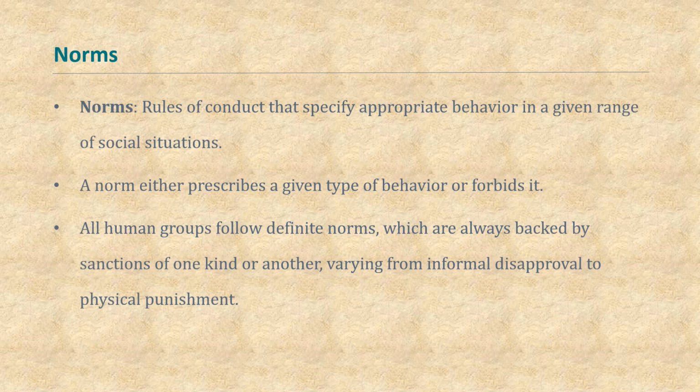Among the terms that we learn in deviance is norms. What are norms? Norms are simply rules of conduct that specify appropriate behavior in a given range of social situations. A norm either prescribes a given behavior or forbids it.